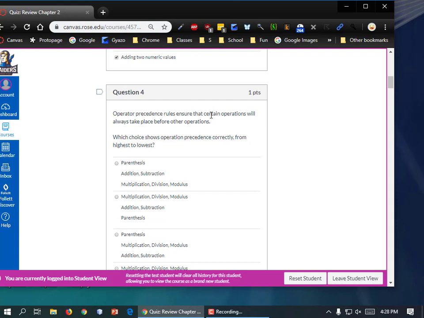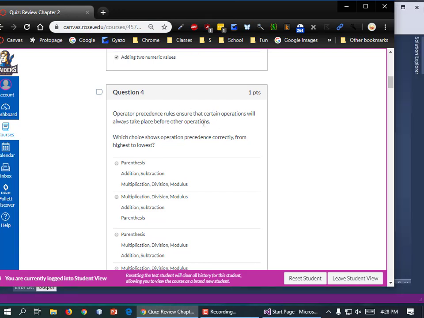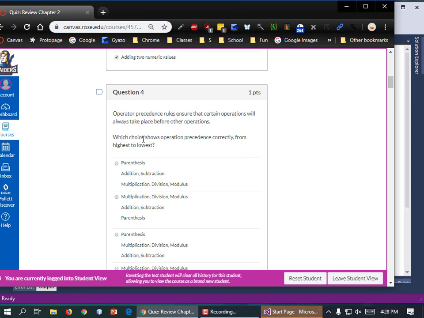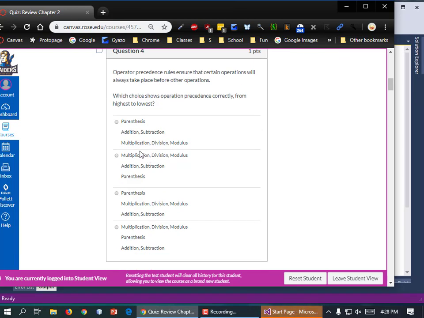Operator precedence assures that certain operations will always take place before other operations. Which choice shows them correctly? Well, it's PEMDAS, except no exponent, so it's PEMDAS. Parentheses ought to be first. And then of these two, does addition and subtraction happen before or after multiplication? Just by our laws of math, if you have 6 plus 2 times 3, do you do the plus or the times first?